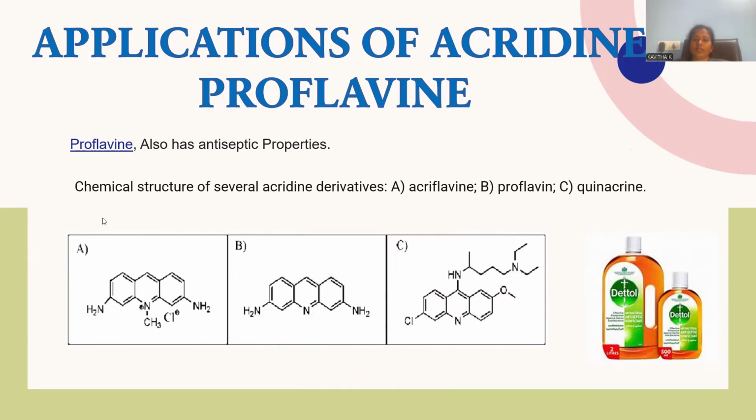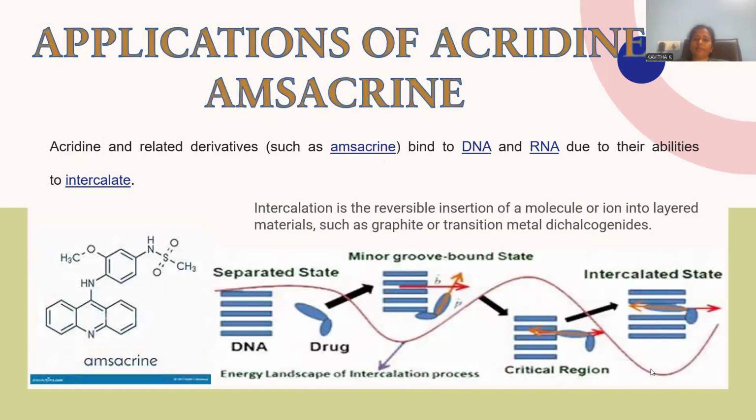That antiseptic property can be resembled by the molecule called proflavin, which is indicated over there. It is a kind of acridine. You can locate the amino functionalities over the benzene nucleus. This is the molecule indicated with B, called proflavin. In addition, we also have acriflavine and quinacrine. These also have antiseptic properties. These are also analogs of the acridine molecule, right? So proflavin is more proficient in antiseptic property.